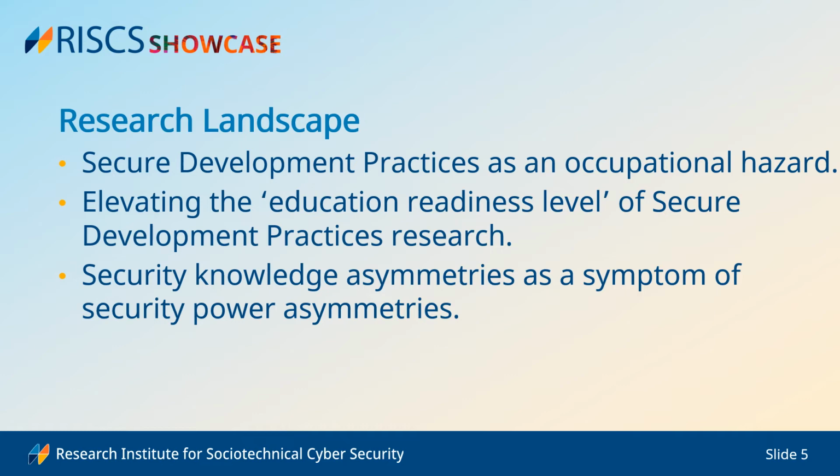Finally, we talked about in our last workshop this notion that security knowledge asymmetries may actually be a symptom of security power asymmetries, because what tended to come out of a lot of discussion is this idea that security problems often get thrown over the wall to security teams by those people that have got the power to actually throw things over the wall. And those people with security knowledge may have less power to actually address that.